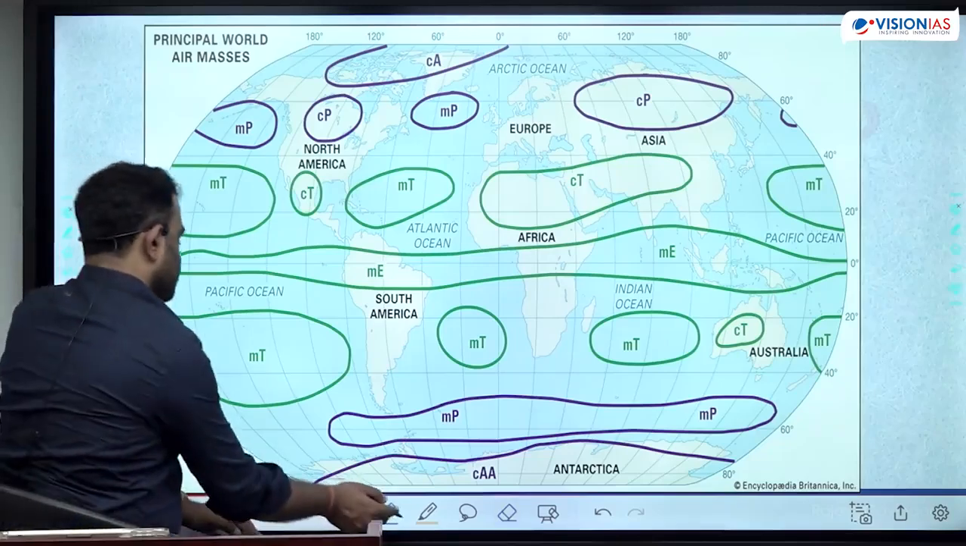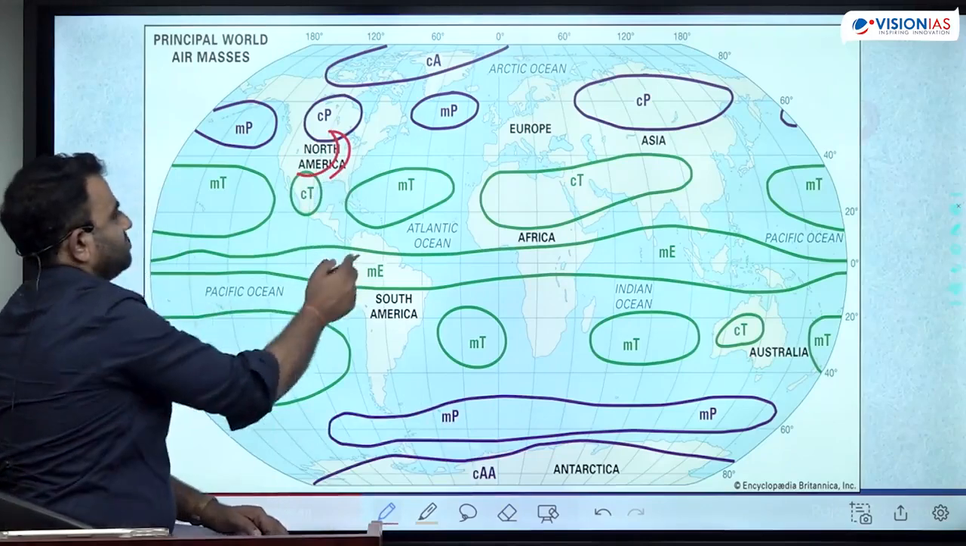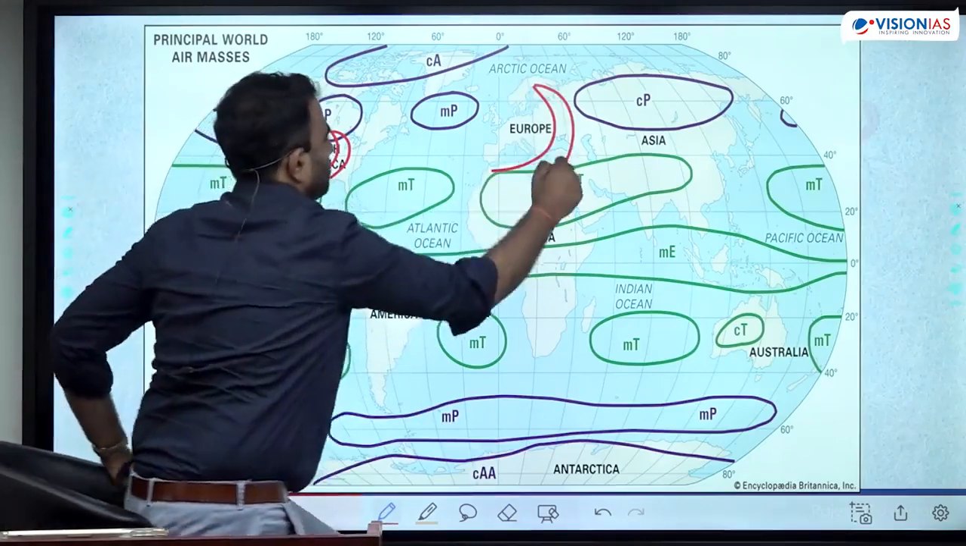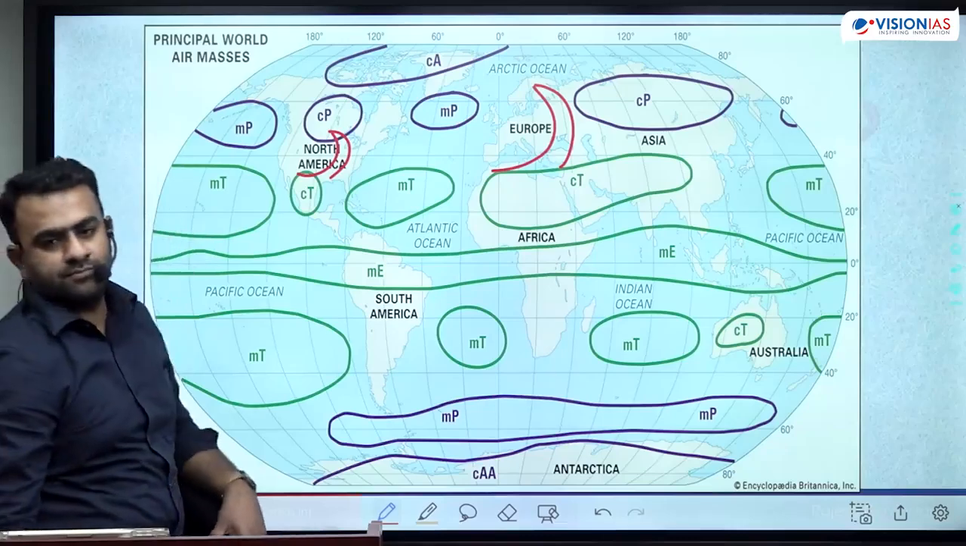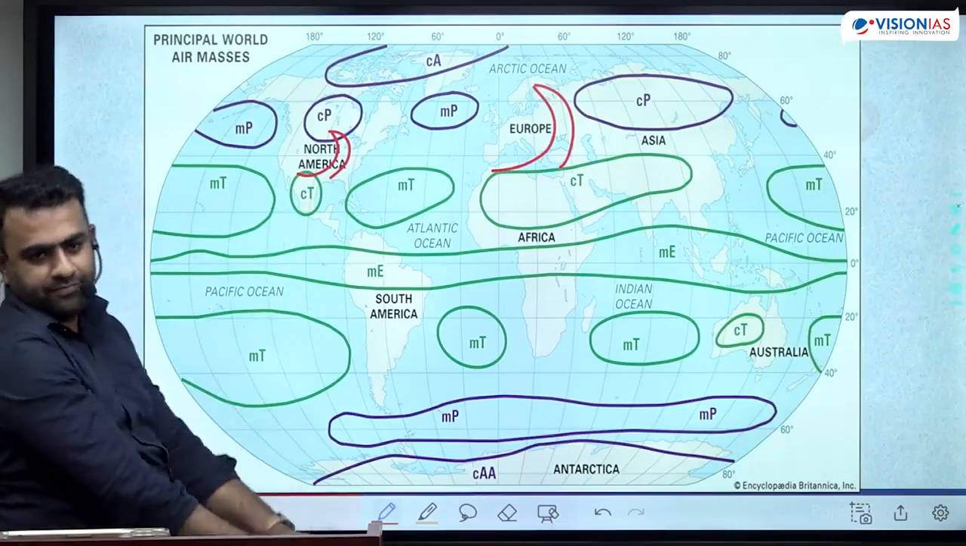How will we depict a temperate cyclone? When they meet here, it forms like this. This is how the temperate cyclones are formed, with the position continuously shifting, fronts continuously shifting.